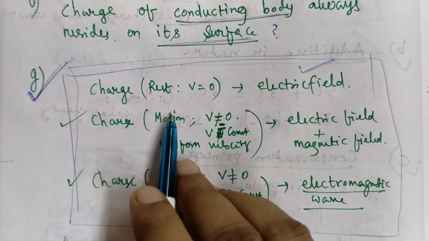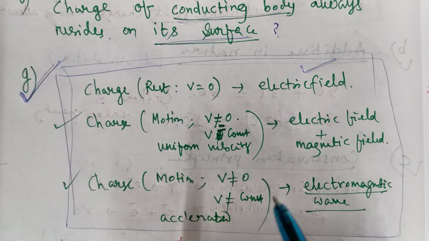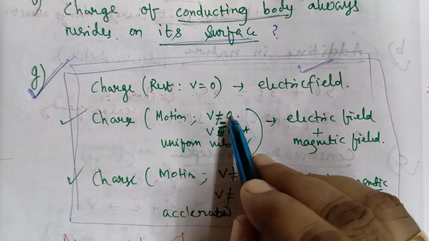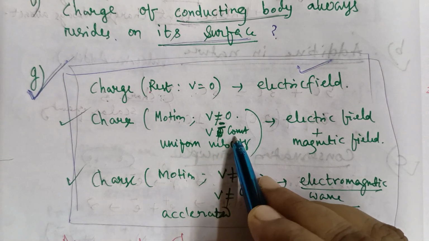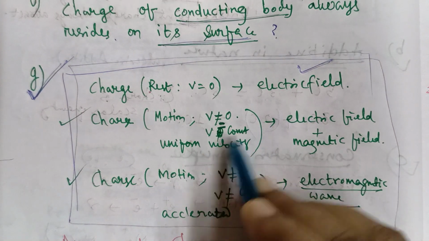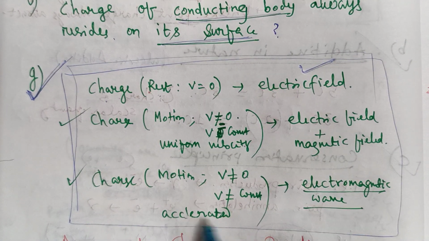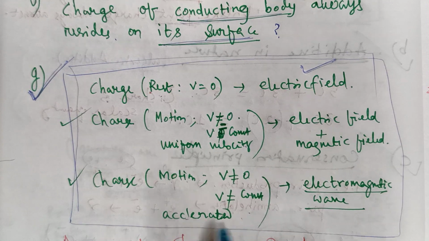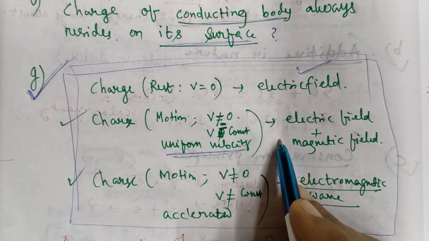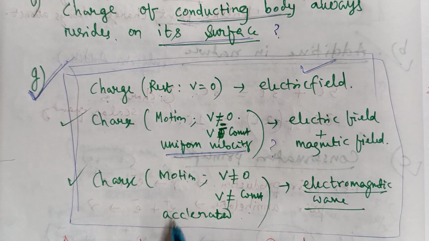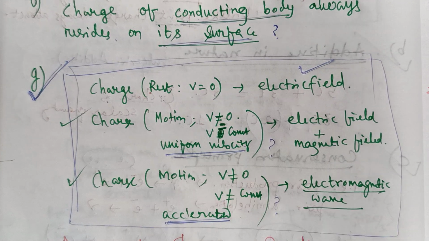When charge is in motion, there are two varieties. One is v is not equal to 0, meaning charge in motion. But there are two types of motion. v is equal to constant means uniform velocity. v is not equal to constant means variable velocity, that means accelerated. If a charged body moves with uniform velocity, what happens? If a charge moves with acceleration, that means velocity changes, then what happens?